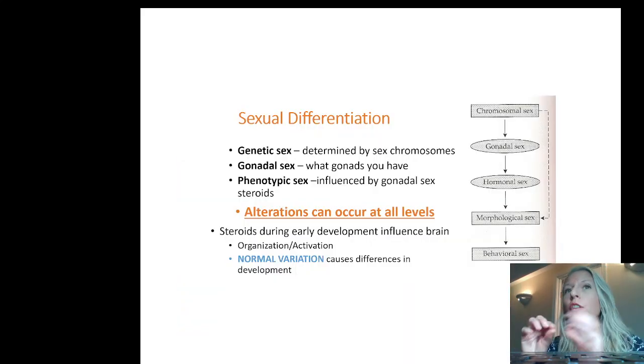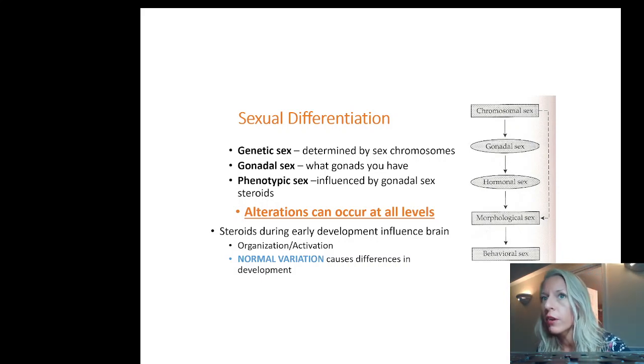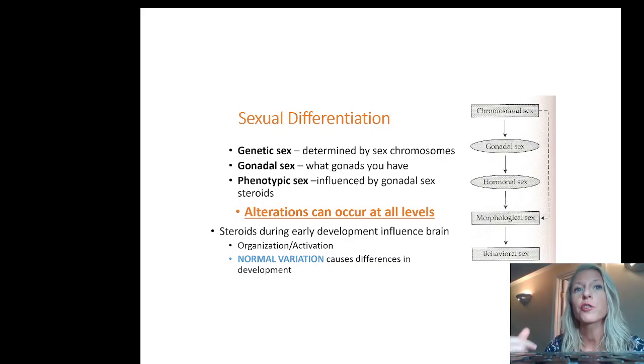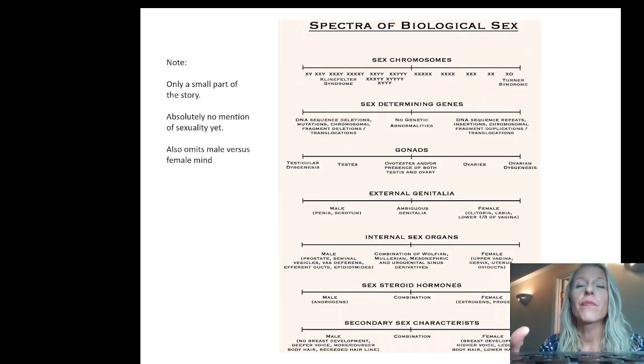For the most part, on the whole, your chromosomal sex is going to help determine which gonads you have, and your gonads, testes or ovaries, are going to determine your hormonal sex, whether you're producing majority androgens or majority estrogens. Then your hormonal sex determines your morphological sex, especially as far as your brain is considered, and your morphological sex influences your behavioral sex or how you act. So let's take a look at the spectra of biological sex.